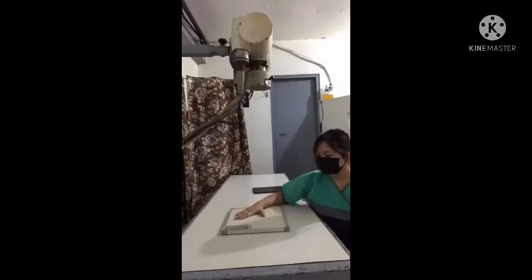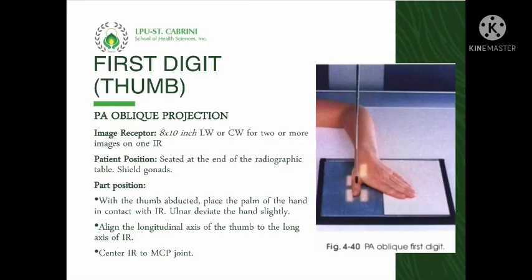There is no sponge wedge as a support. From the prone position of the hand, flex the fingers on the MCP joint to place the thumb in lateral position. Let us proceed with the PA oblique projection of the thumb.